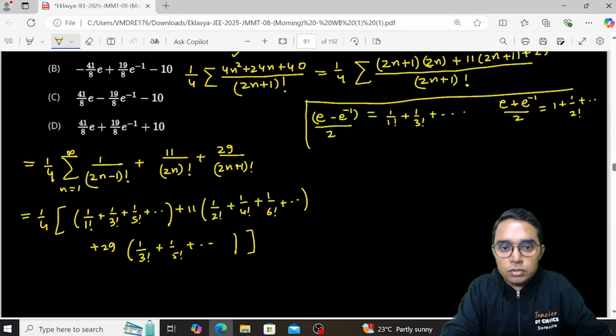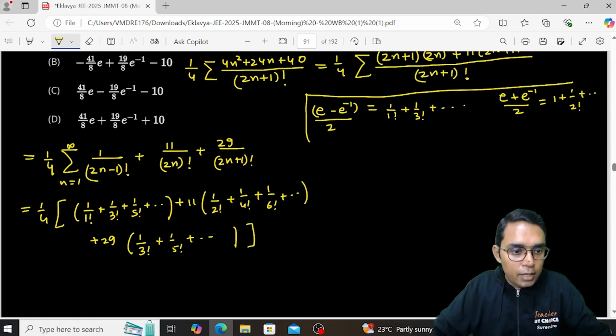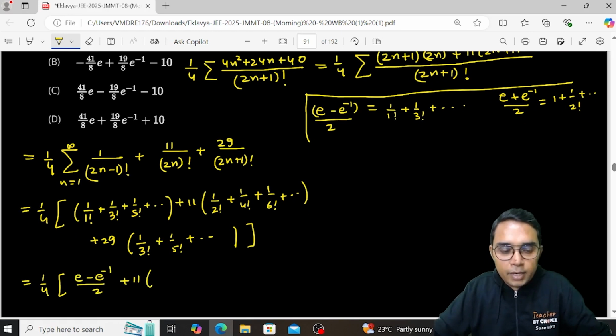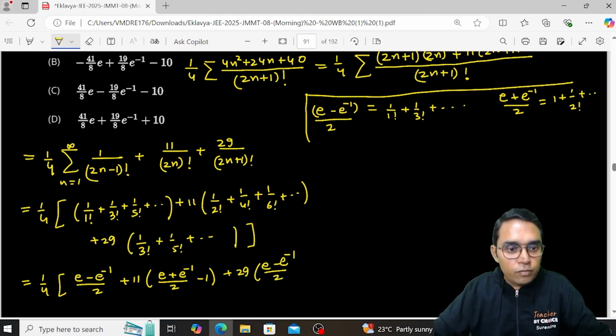So we can use these two things here, and you can see the first bracket here is actually (e minus e power minus 1) upon 2, whereas inside this second bracket after 11 it is (e plus e power minus 1) upon 2 minus 1. Okay, and for the last one it is actually (e minus e power minus 1) by 2, but I think this 1 upon 1 factorial is also missing, so minus 1 I have to write like this.